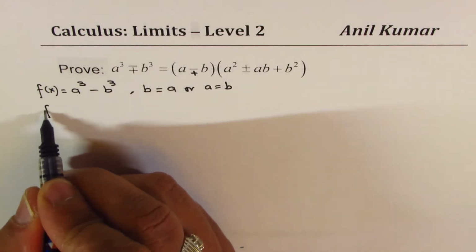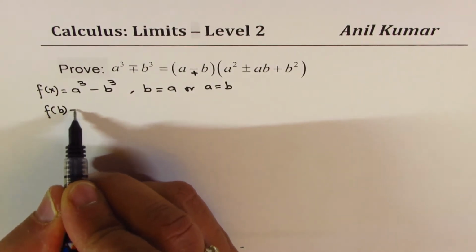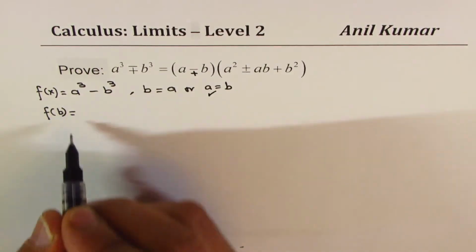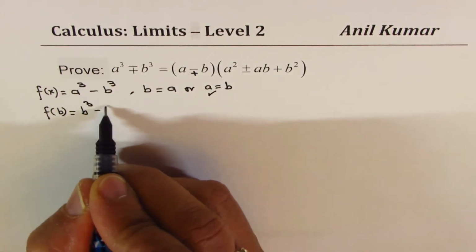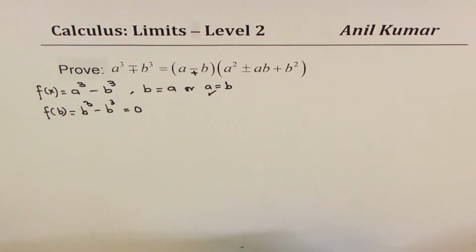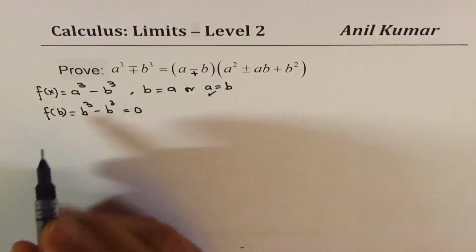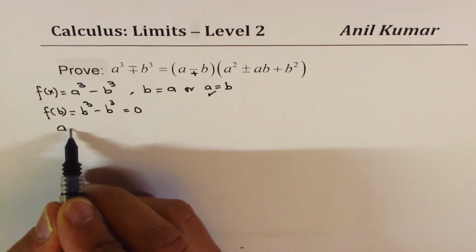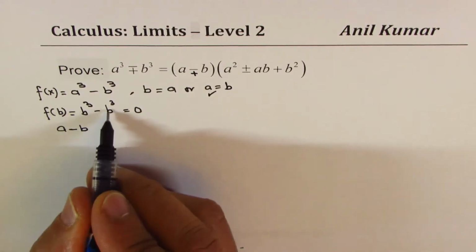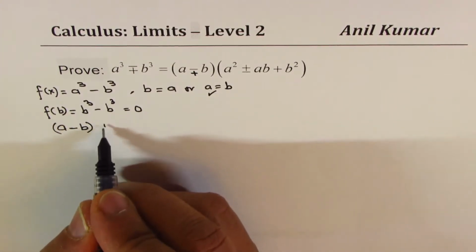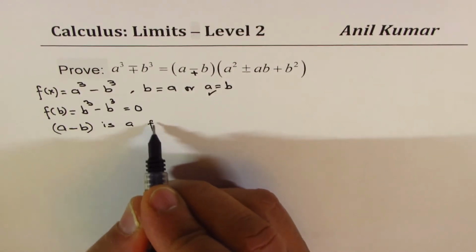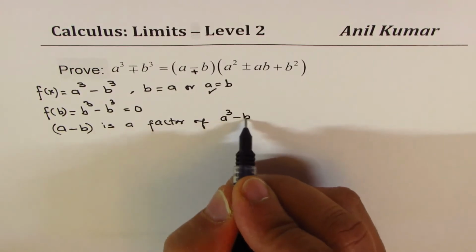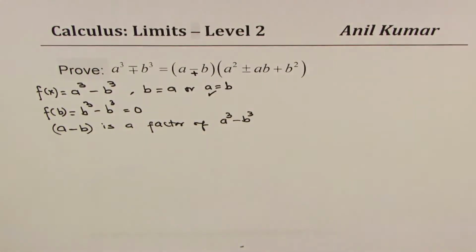So if I write f of b, I am substituting a equals b, correct? So f of b will be b cube minus b cube, which is clearly 0. That really means that we have a factor here, and the factor is a minus b, right? Since b makes it 0, a minus b is a factor of a cube minus b cube. I hope you got this concept.